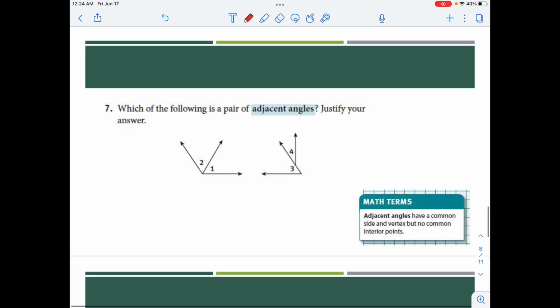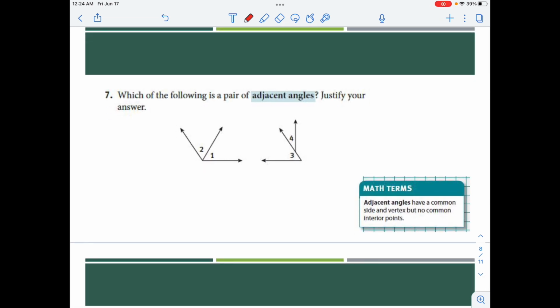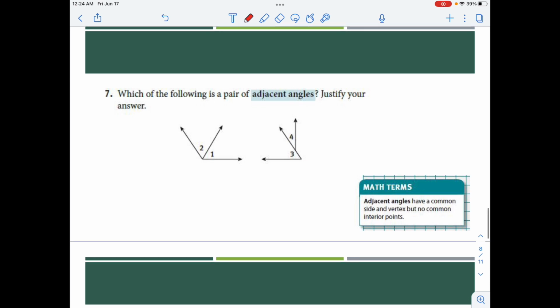So I mentioned adjacent angles when I was explaining supplementary and complementary angles. Let's look at the definition of adjacent angles in detail now. Adjacent angles have a common side and vertex, but no common interior points. So in this case, please look at two figures. Angles 1 and 2 are adjacent because they have the same vertex here and share a side, which is this one. Okay, so this is shared.